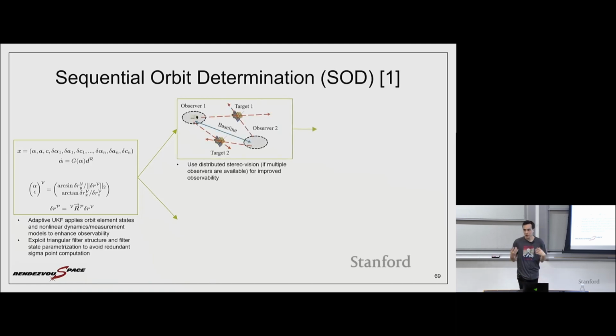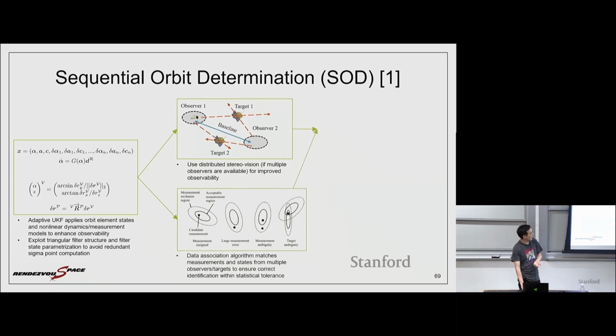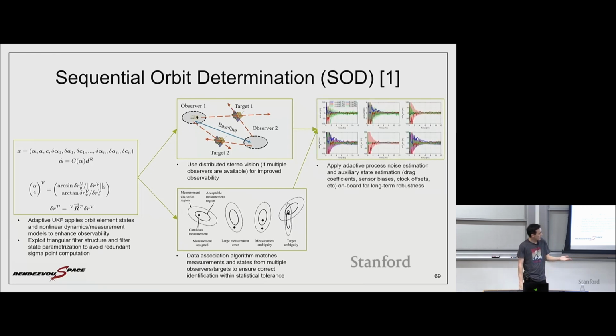If multiple observers are available, we do the distributed stereo vision approach, keeping in mind that this means we need algorithms to make sure that if we have measurements from different observers of the same target, we're correctly matching them within the filter. So that requires some extra steps. And there are also other things here, like adaptive process noise estimation and auxiliary state estimation, which help improve the overall autonomy of the system.